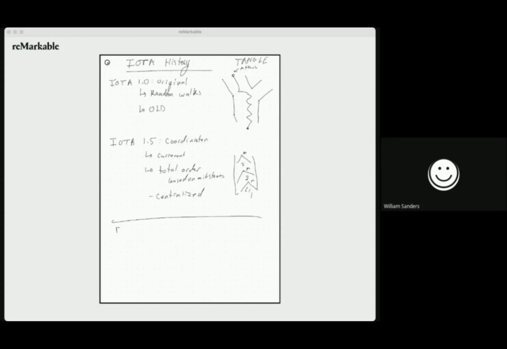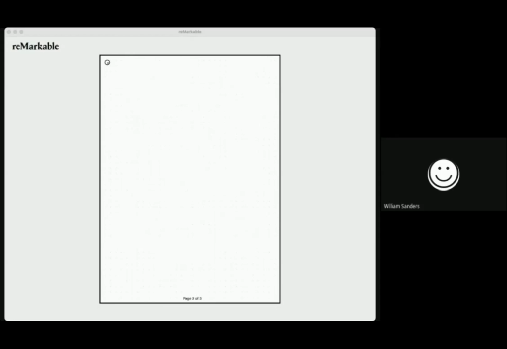So the future is IOTA 2.0, which we've been working on forever, and which is something different. I want to tell you exactly what that something different is. To talk about what it means to be different, I first want to touch base on traditional DAG-based DLTs. They usually have two layers.